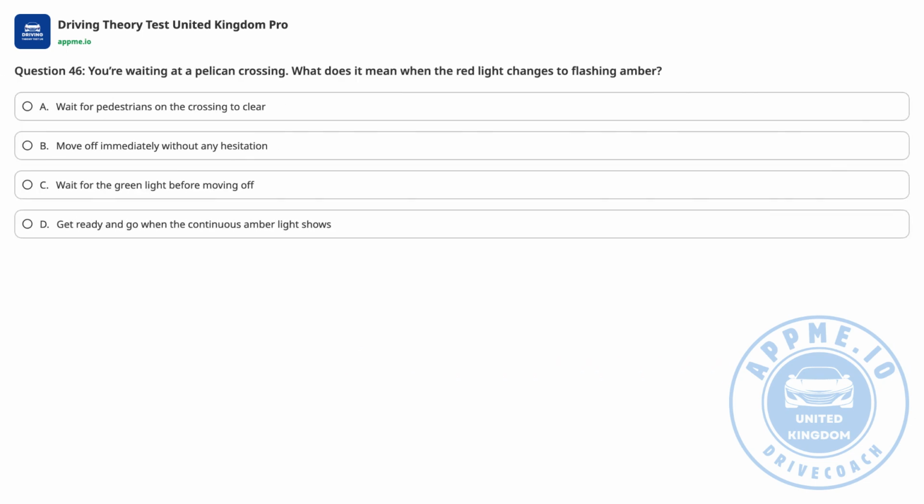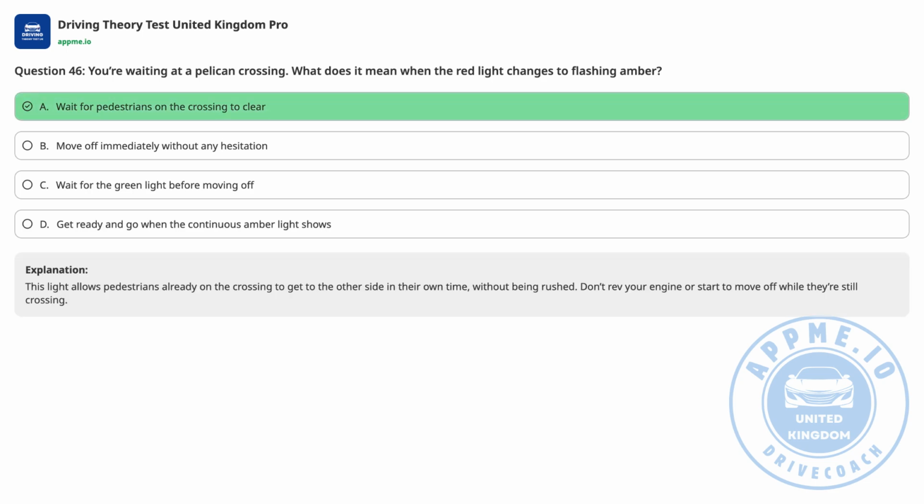Question 46. You're waiting at a pelican crossing. What does it mean when the red light changes to flashing amber? A. Wait for pedestrians on the crossing to clear. B. Move off immediately without any hesitation. C. Wait for the green light before moving off. D. Get ready and go when the continuous amber light shows. The correct answer is A.